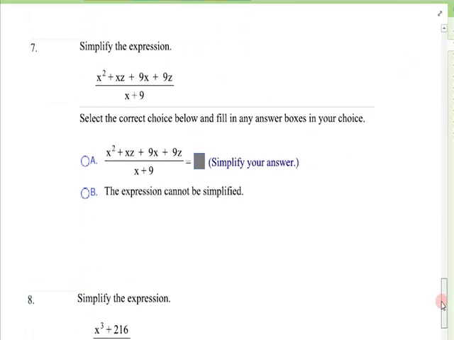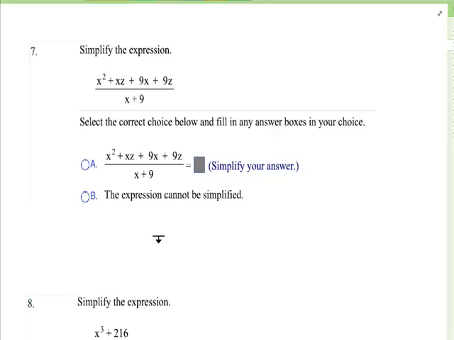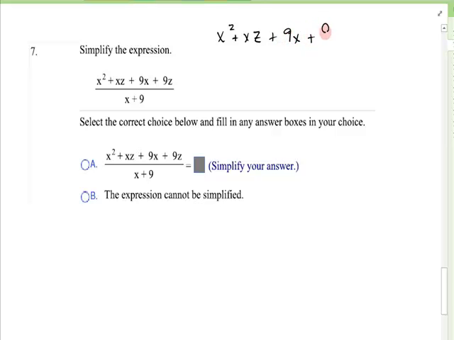All right, let's look at number 7. Give myself a little bit more room. The numerator is x squared plus xz plus 9x plus 9z. I don't see a common factor in all terms, but I do notice that there are 4 terms. So I'm going to do grouping.